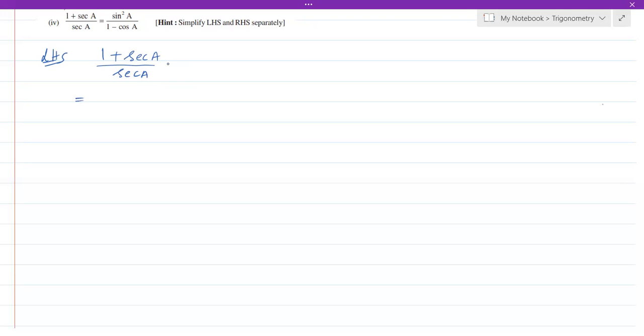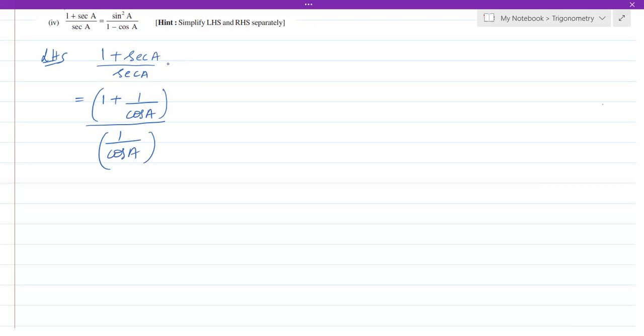Now, is there any identity? We don't have any identity for 1 plus secant A. Therefore, we have to convert everything into sine and cos. So secant A can be written as 1 by cos A, so 1 plus secant A is 1 plus 1 by cos A, divided by secant A, which can also be written as 1 by cos A.